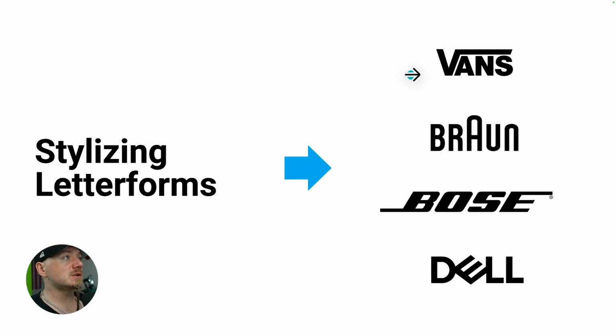Another thing you can do is stylize some letterforms, like in the Vans logo. The V is much bigger and it hugs the rest of the wordmark. In the Brown wordmark, on the other hand, the A is much bigger, which makes it super unique and distinctive. In the Bose logo, we have those lines right here and right there, and it's set in a very bold, italic, all caps font. And in the Dell logo, the E is rotated.